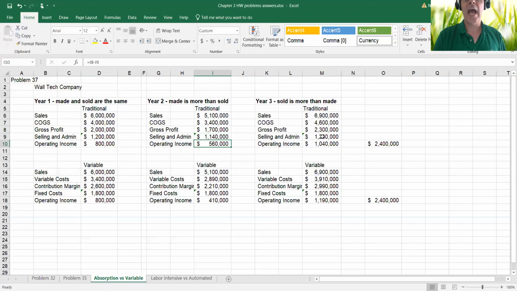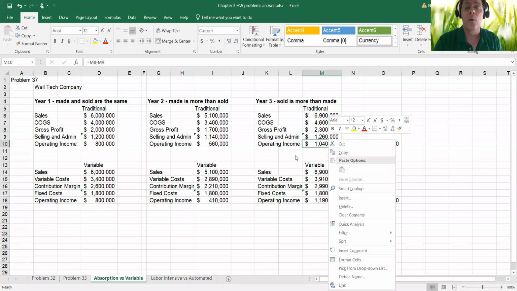All right. And in year 3, we still make 200,000, but this year we sell 230,000. We sell more than we made. So you see how our sales go up. Cost of goods sold, again, is based on the number we sold, not on the amount we made. And then selling administrative is based on the sales and the 800,000 fixed costs. So gross profit is higher, operating income lower.